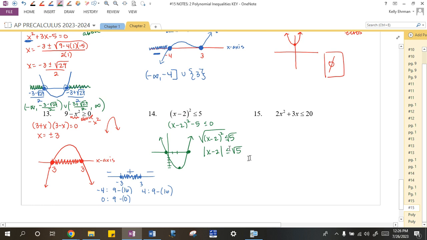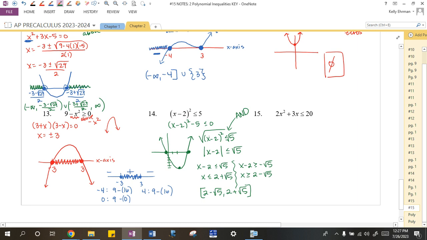So I would say if the absolute value of x minus 2 is less than or equal to radical 5, that means x minus 2 is less than or equal to radical 5, and x minus 2 is greater than or equal to negative radical 5. So x is less than or equal to 2 plus radical 5, and it's greater than or equal to 2 minus radical 5. This was an and, because it's an absolute value problem. So and, that means that we're looking for the overlap. Anything between 2 minus radical 5 and 2 plus radical 5.